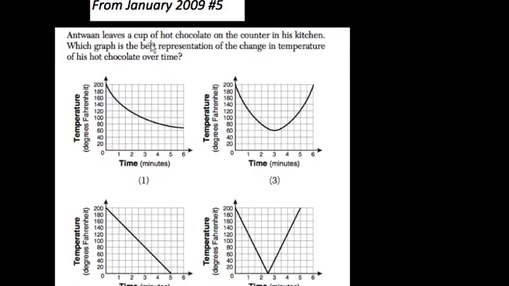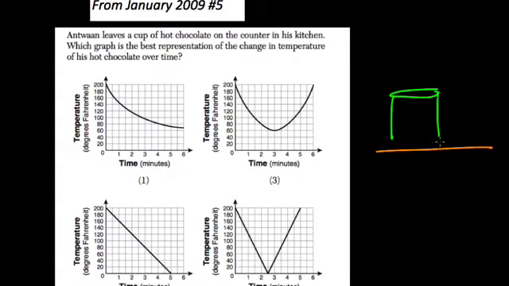Okay, so in this question, they tell us that someone leaves a cup of hot chocolate on the counter in the kitchen, and they want to know which of these graphs represents the cooling of, they don't say it, but the temperature of the hot chocolate over time. And if you have hot chocolate and you leave it out on the counter, what's going to happen to it? Well, over time, it gets cooler.